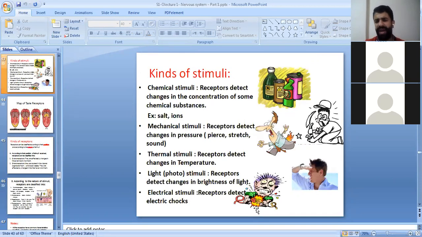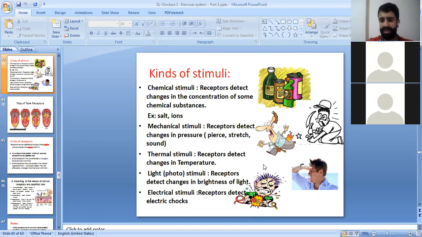Kinds of stimulus. We have different kinds of stimulus, chemical stimulus. For example, let's say Ahmed Farhad gave me a chocolate bar. This chocolate bar has, for example, a bitter taste. So I taste it. This is a chemical stimulus. So I'm going to, for example, throw this. This is a bitter taste or a sour taste. So this is called a chemical stimulus.